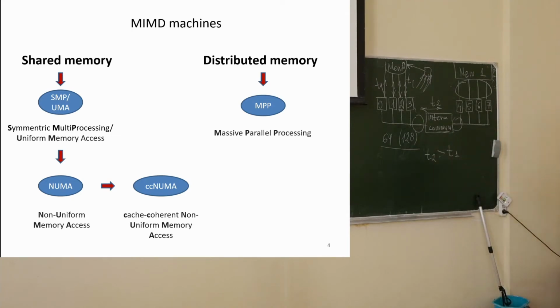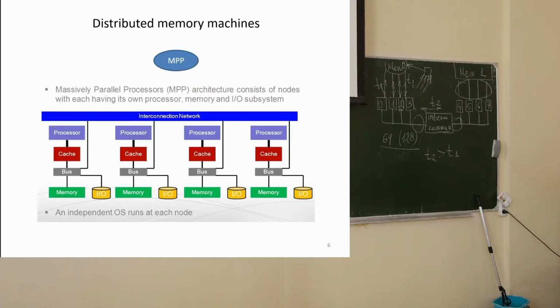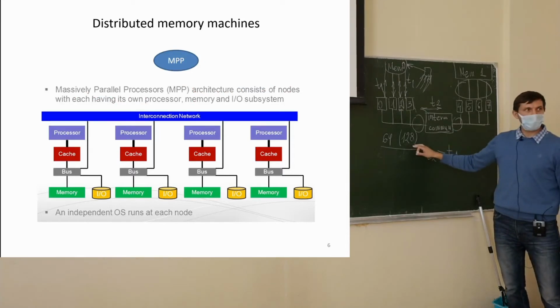But we can consider distributed memory machines or clusters. And what do you think? How many processors can be in a cluster machine? More than this value? More cores? How much?